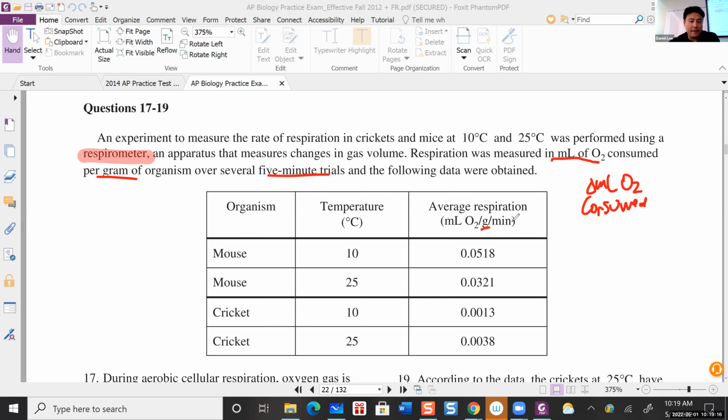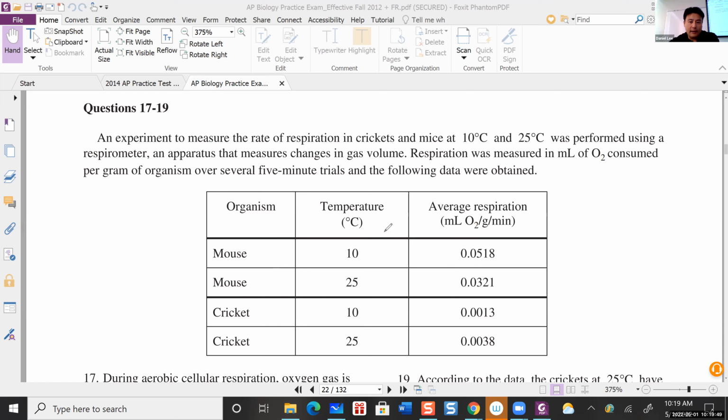Now, why do you want per gram? So per gram is important. This will eliminate the need to fix the mouse weight, right? Because it's per gram of mouse. So it doesn't matter if this is 12 gram, this is 8 gram, doesn't matter. It's per gram of mouse. So that eliminates the need to use mice with the same weight. Because it would be stupid to find two mice with the same weight when you can just divide by grams, right? So that's what that is. I want to point that out. And it's per minute, okay?